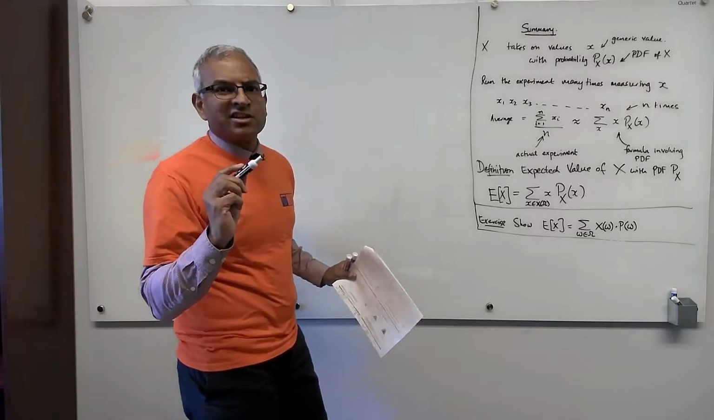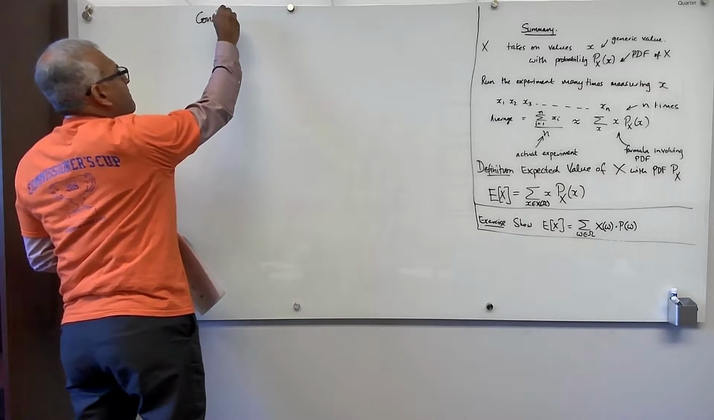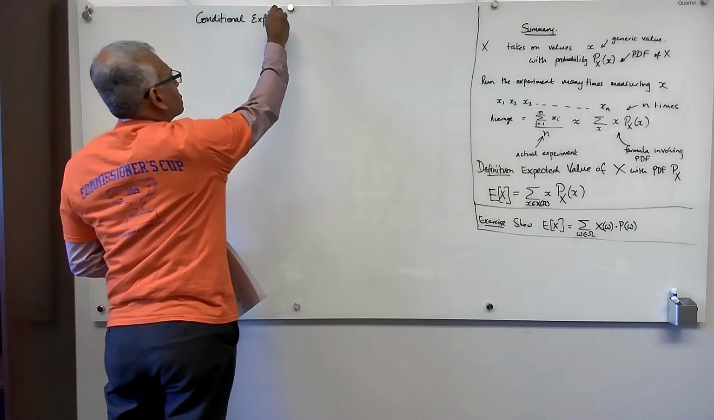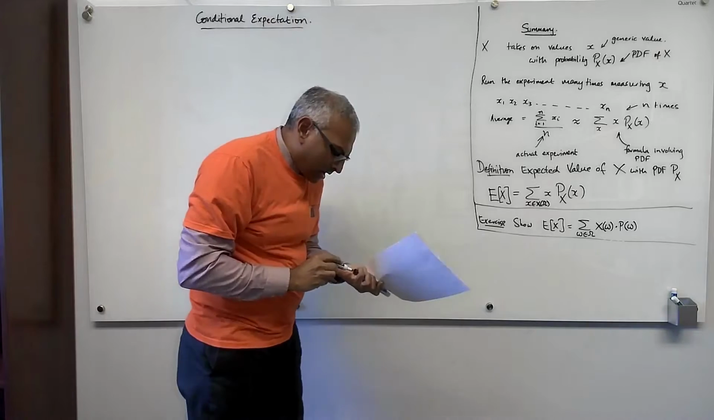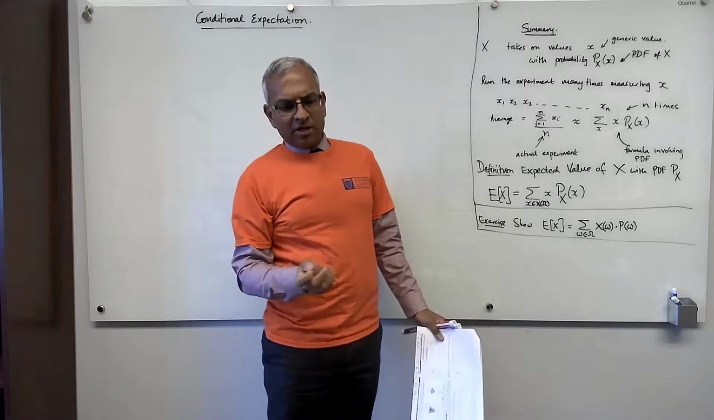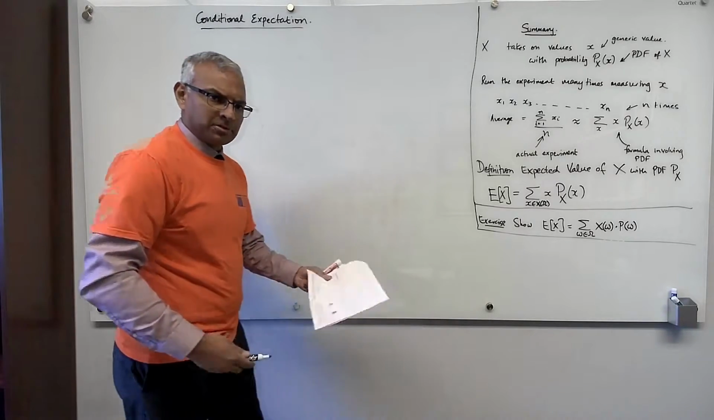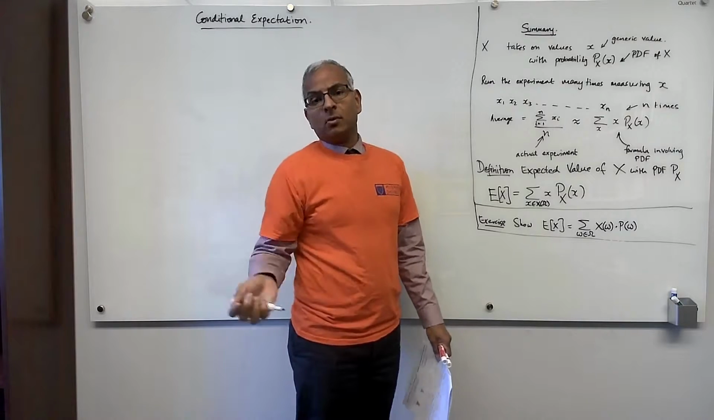Let's talk about conditional expectation. How do you change your expectation? How do you update your expectation when new information arrives? And we'll work with an example. Let's look at, if you pick a random person in the US, what will their height be?